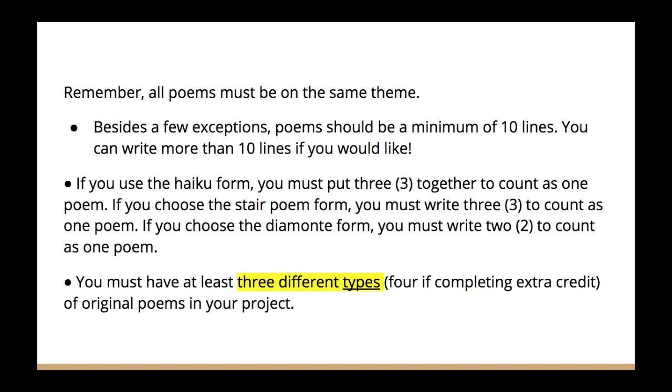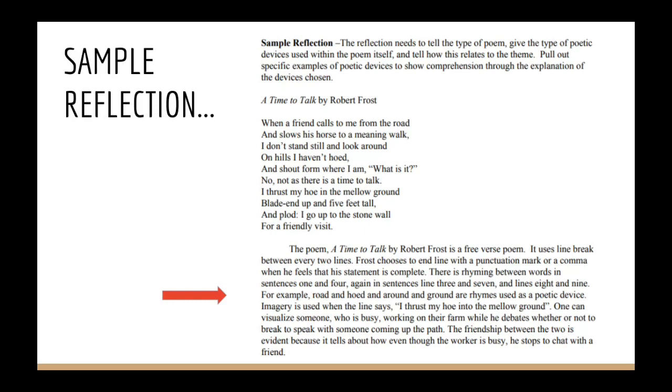You must have 3 different types, or 4 if you're doing the extra credit, of poems. Let's say I want to write a narrative poem, a haiku, and a concrete poem. That's great. What you don't want to do is repeat the types. I don't want to have 3 free verse poems or 2 free verse poems and an epic. You want to make sure each poem that you write is a different type of poem.